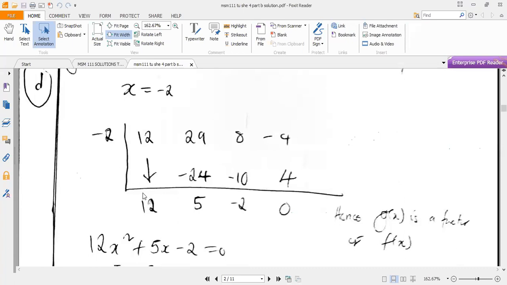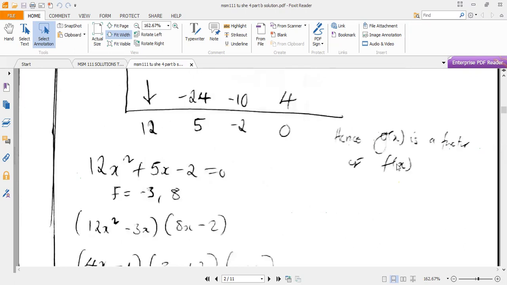So now, negative 2 times 12 is negative 24. Now, 29 plus negative 24, it's 5. 5 times negative 2, it's negative what? Negative 10. Negative 10 plus 8, it's negative 2. Negative 2 times negative 2, it's positive 4. 4 minus 4, it's 0. So here you're able to see that g of x is a factor of f of x. You're able to see that we have found our 0 here. So we have shown that it's a factor. When you just get a 0 there, you know that g of x is a factor.